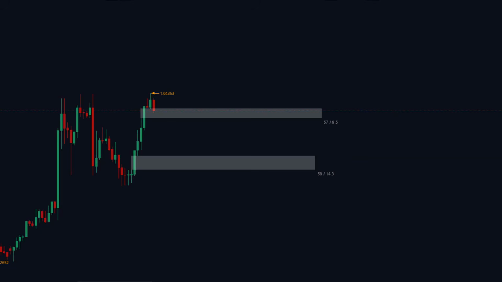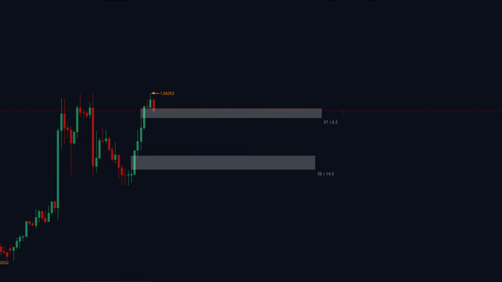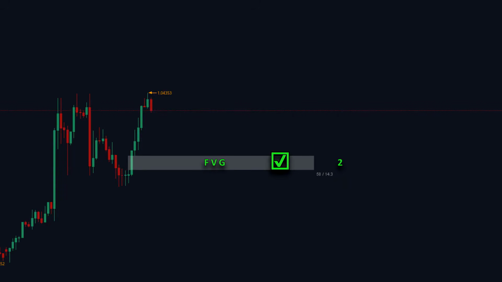Real chart example. Now let's analyze a real chart example. On the EUR-USD 1-hour chart, the market was in a downtrend until we identified both a liquidity sweep pattern and a change of character. These two signals indicated that sellers had lost control and that the market direction had shifted to bullish. In this scenario, we can identify two fair value gap areas, but only the one located on the premium side of the range is considered a valid trading zone.